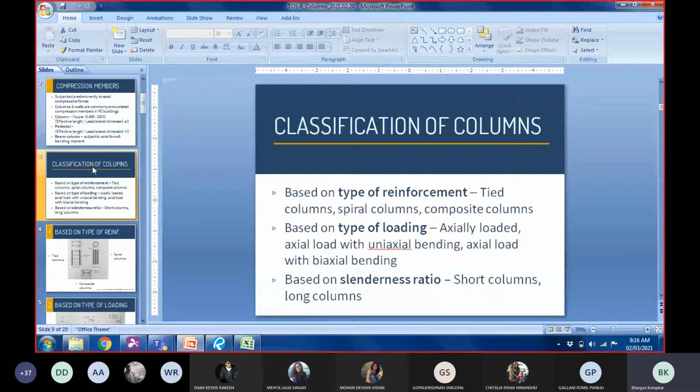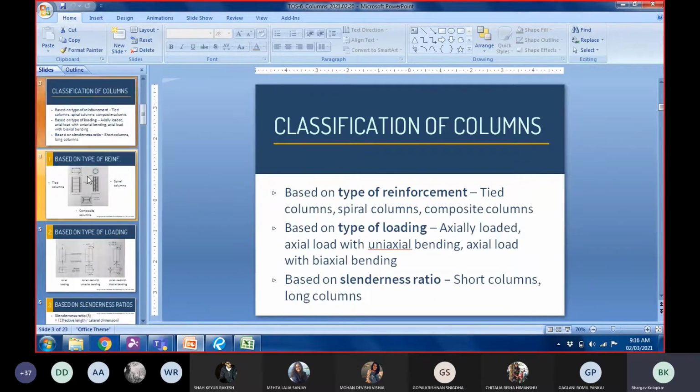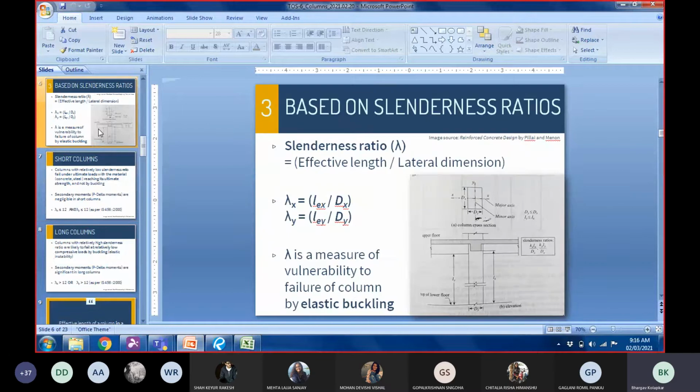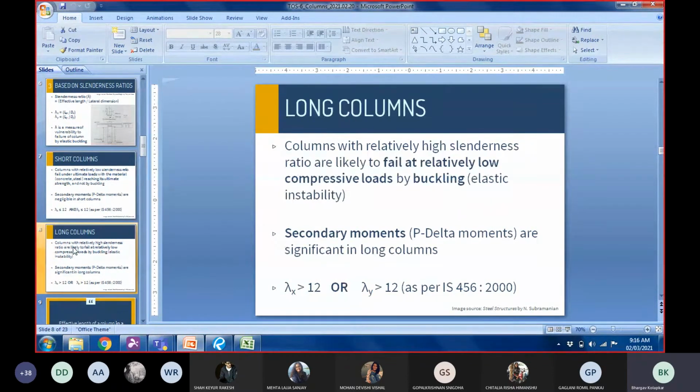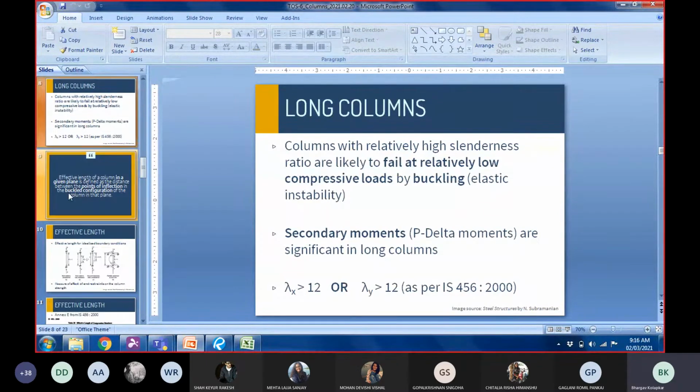And finally, the most important classification from a structural design point of view was based on slenderness ratio. That is, we classified columns as short or long. This classification was based on something called a slenderness ratio. So if the slenderness effects were significant, we said that the column is long or slender, and if the slenderness effects are insignificant, then the column is short. Short columns typically fail with the material reaching its ultimate strength, whereas long columns fail at relatively low compressive loads by buckling or elastic instability.